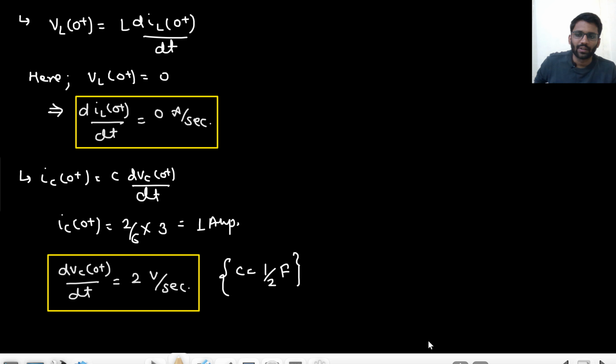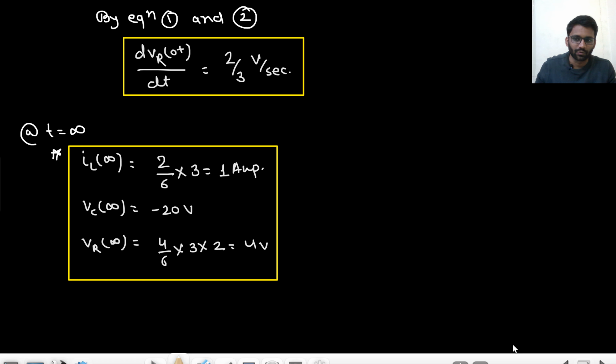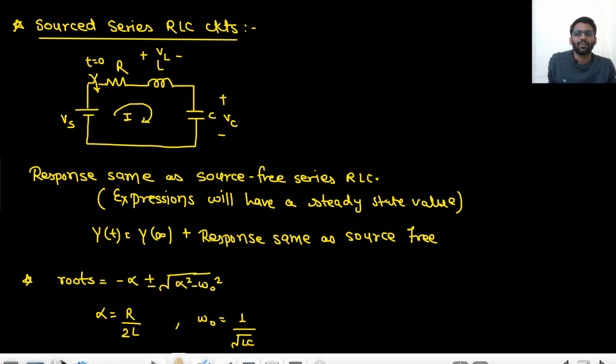If I need the differentiation of inductor current, that means I need the inductor voltage. If I need the differentiation of capacitor voltage, that means I need the capacitor current. If I need the differentiation of resistor current, I need to think, because there is no certain way. Then I found the values at infinity. At infinity, by simply making the circuit, you can find the values at infinity. So this was the complete question.